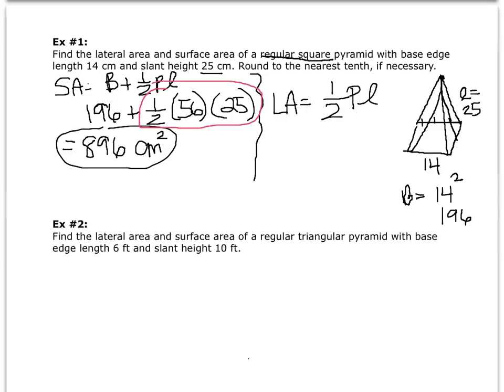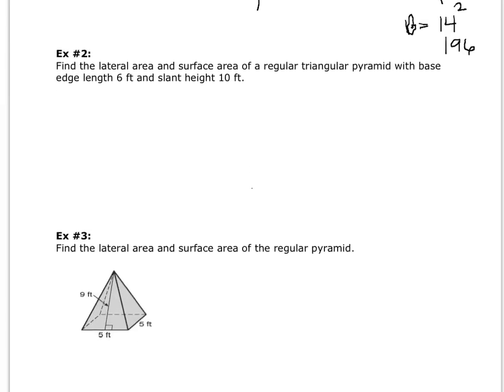I'm getting here 700. So 700 centimeters squared is my lateral area. Okay, so let's do another one. Moving on to number 2.